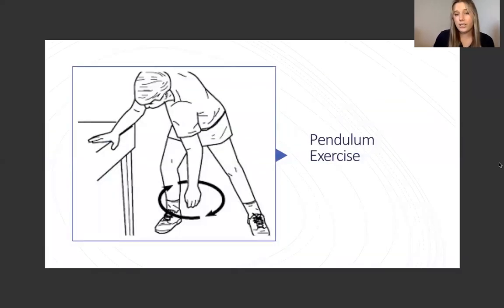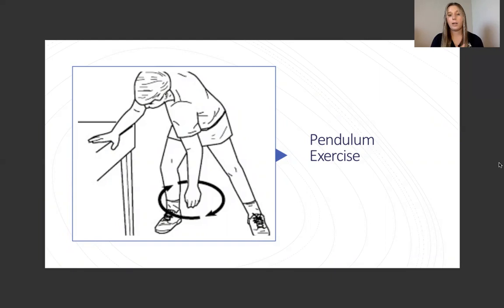So the first exercise I chose for phase 1 of rehab is called the pendulum exercise. During this exercise, the patient is standing and supported by the uninjured arm against a table, or if they're at home, a countertop.